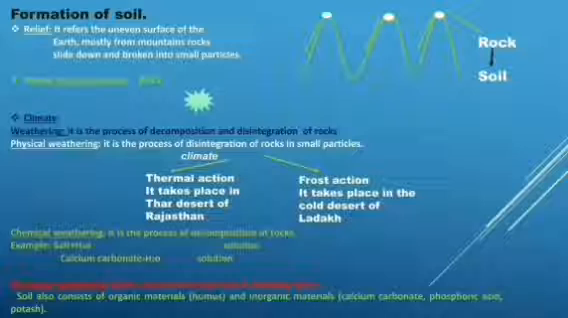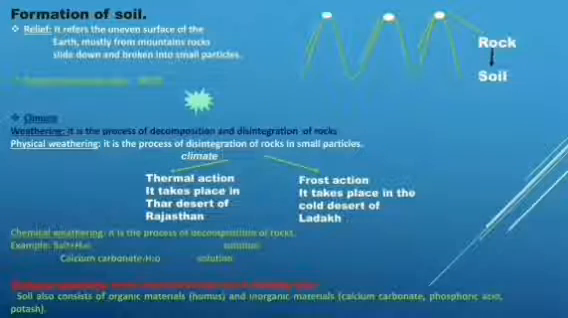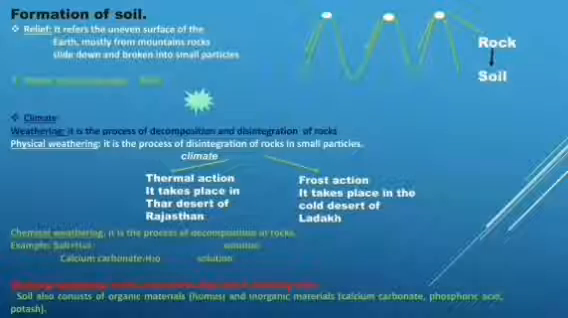This process is known as thermal action. Thermal means heat. Heat plays an important role in the formation of the soil. This is the physical process. Now we'll move to another part, that is cold desert, which is found in Ladakh.